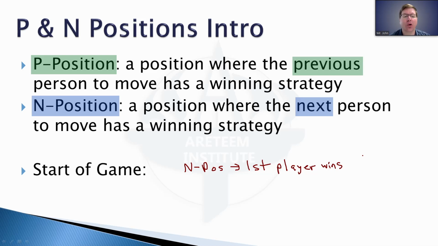So as far as our question is concerned, this is Alice. When we start thinking about these positions for our game, if it's an N position, that's a starting position where Alice can win. And N is next. So the game starts. Who's the next person to move? That's the first player. And we have to use our imagination a tiny bit, but a P position is the opposite. So the second player wins in that case.